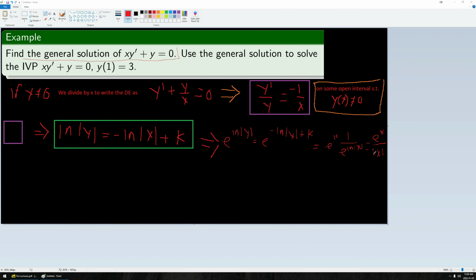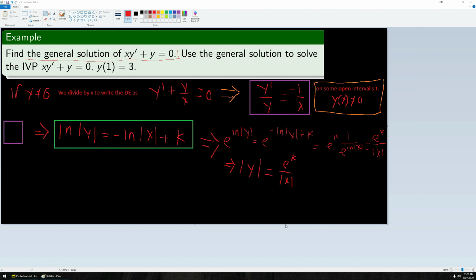Okay, so same work that I had before, just written in a little bit more of a cleaner framework here in terms of the page. So all of this is really just telling me that the absolute value of y is just going to be equal to e to the k all over absolute value of x. Okay, so in my general solution, I don't want the absolute value of y. I just want y, right? So how can I get rid of this absolute value?